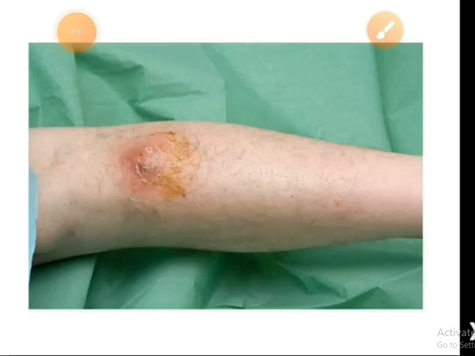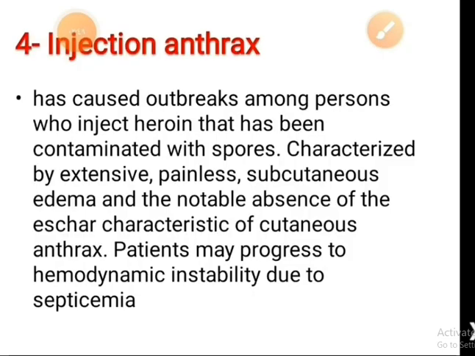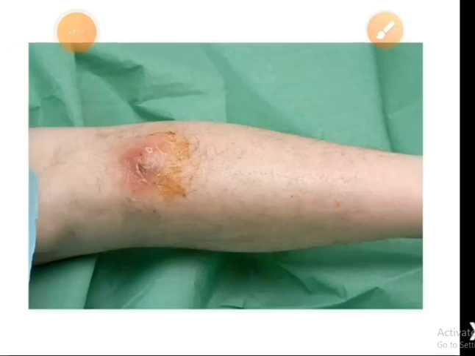It has caused outbreaks among persons who inject heroin that has been contaminated with spores. It's characterized by extensive, painless subcutaneous edema and the notable absence of the scar characteristic of cutaneous anthrax. There is no blackish scar. The lesion is characterized by diffuse, painless, extensive subcutaneous edema. There is no scar in this lesion because the spore enters deep with the injection. The patient might progress to hemodynamic instability due to septicemia.